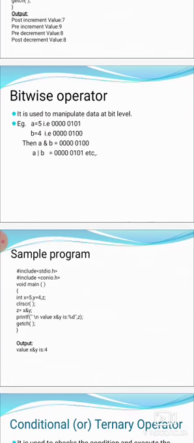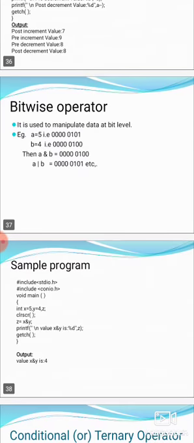Bitwise operator. Bitwise operator is used to manipulate data at the bit level. For example, a is equal to 5 and b is equal to 4, and this is the bitwise representation of 5, and this is for 4. When you perform a AND b, the output is this. a OR b, the output is this.